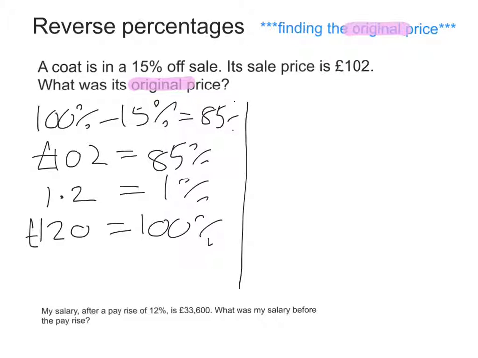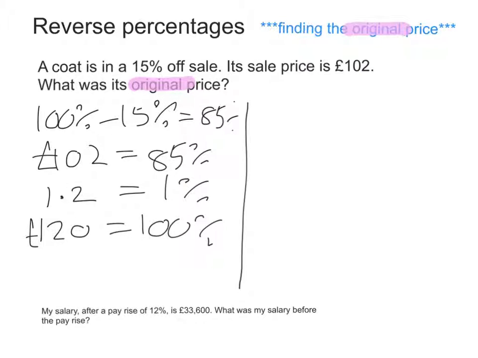But the key is to realise that is not the same thing as increasing 102 by 15%. You can try that if you want to see, but if you did 102 increased by 15%, you would get 117.30. You would get a different answer. And that's because it was 15% of the original price that was taken off. And if you then just try to increase by 15%, you would be increasing by 15% of the new price, which is not the same as 15% of the original price.